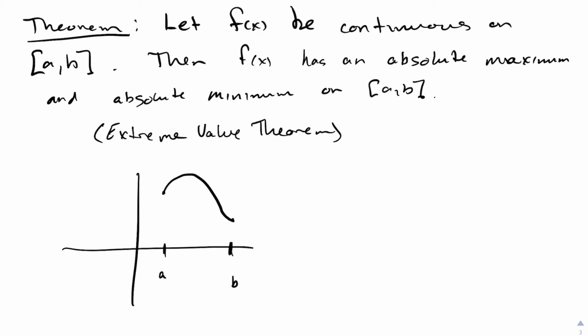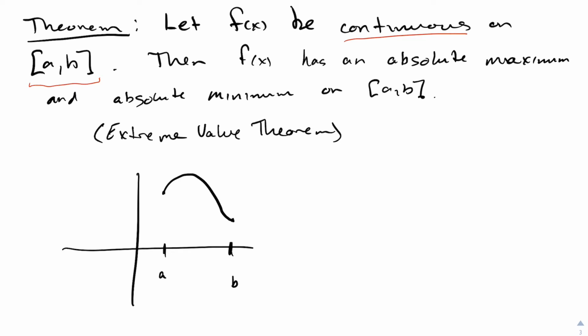Here we have a theorem. We call this theorem the extreme value theorem because it guarantees us a spot where our absolute maxes and mins happen. And so we want to let f be continuous on a closed interval from a to b.